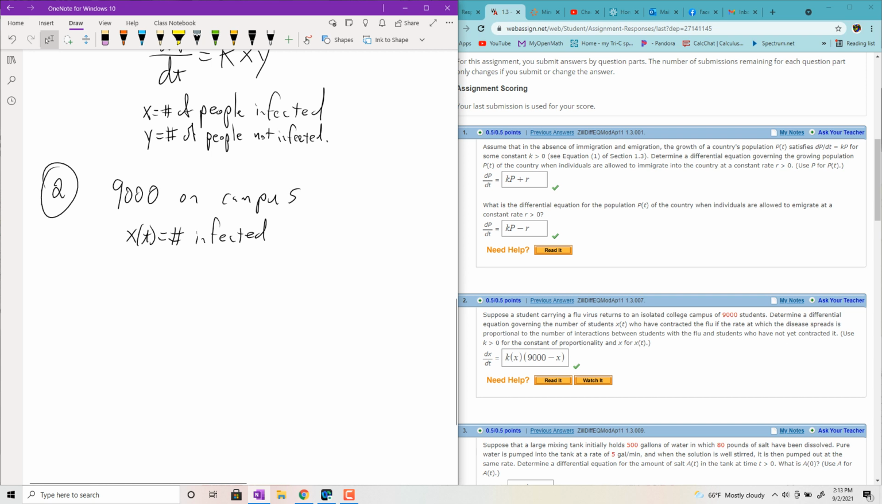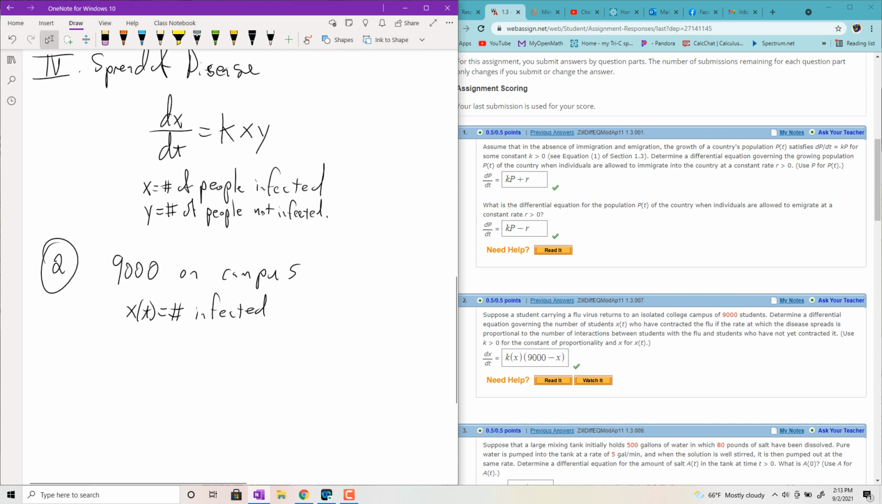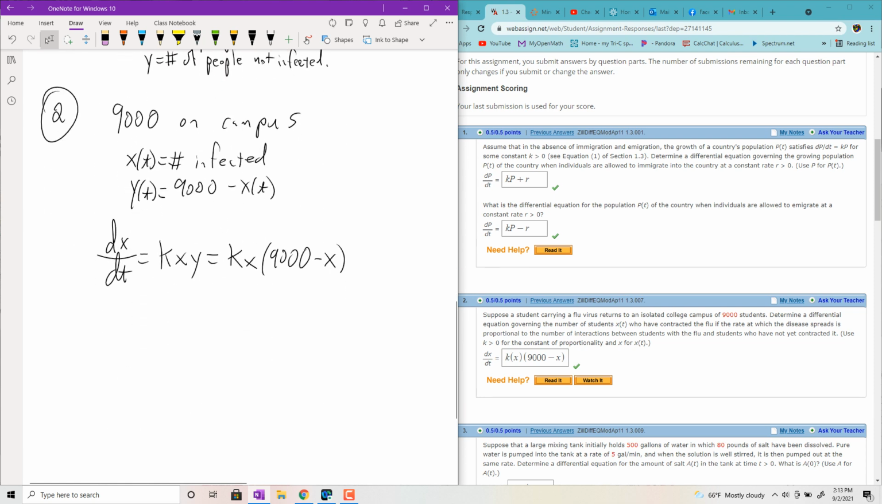So it's basically the same formula, except because you have that 9,000 up there, you're able to say that Y of T is basically 9,000 minus X of T. So you can eliminate the Y variable altogether. And then rewrite your spread of disease equation not as kxy, but rather as k times x times (9,000 minus x). Okay, so that's spread of disease stuff.